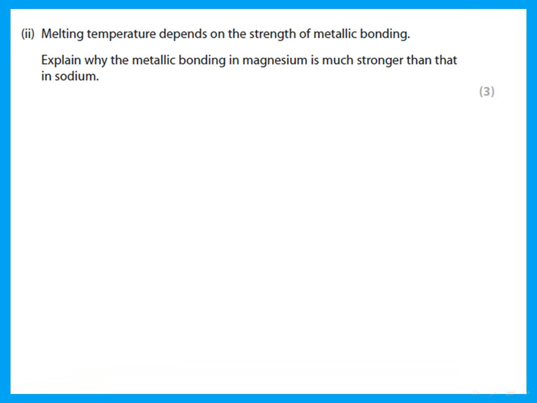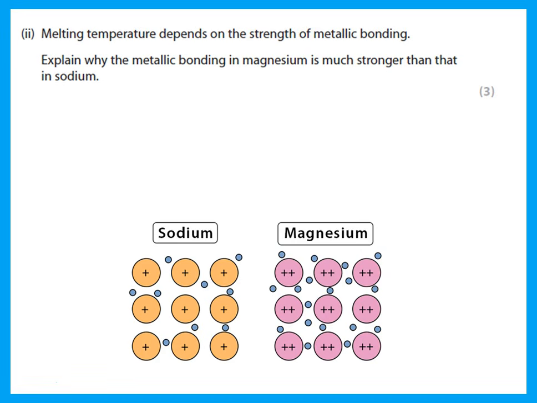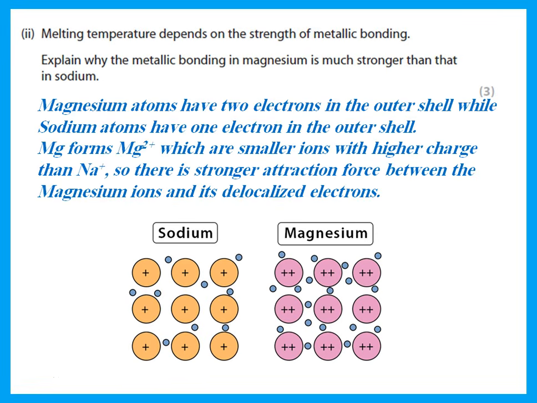Melting temperature depends on the strength of the metallic bonding. Explain why metallic bond in magnesium is much stronger than that in sodium. Well, let us see what is the difference between magnesium and sodium. Magnesium is in group 2. It has 2 electrons in the outer shell. Sodium is in group 1, so each atom is surrounded by the 1 electron in the outer shell.